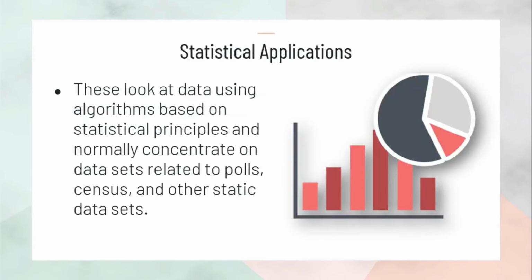Statistical applications. These look at data using algorithms based on statistical principles and normally concentrate on datasets related to polls, census, and other static datasets. Statistical applications ideally deliver sample observations that can be used to study populated datasets for the purpose of estimating, testing, and predictive analysis. Empirical data, such as surveys and experimental reporting, are the primary sources for analyzable information.